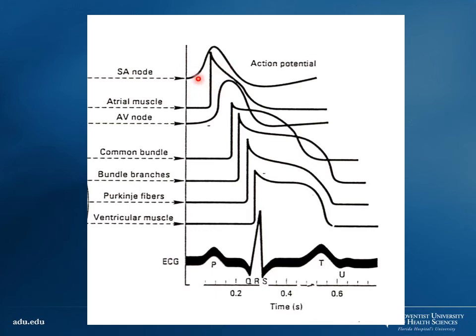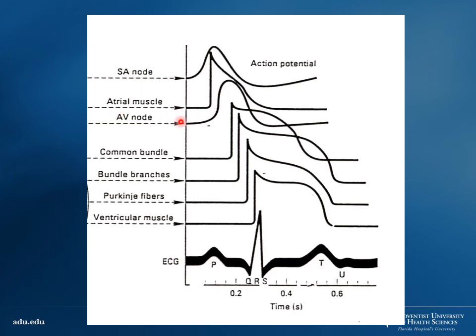Notice the differences between these cells here. Notice the fast response cells. Once they get that impulse, boom, potential goes up tremendously, right? And see how high that goes just immediately? That's atrial muscle right there. Versus the SA node, we're going to see it's going to be a little bit slower response. We're going to see how that differs in a few minutes here.